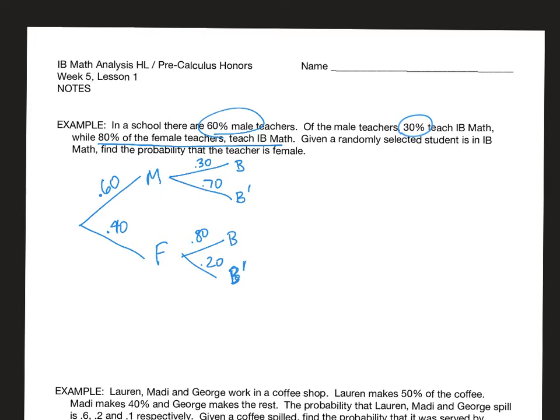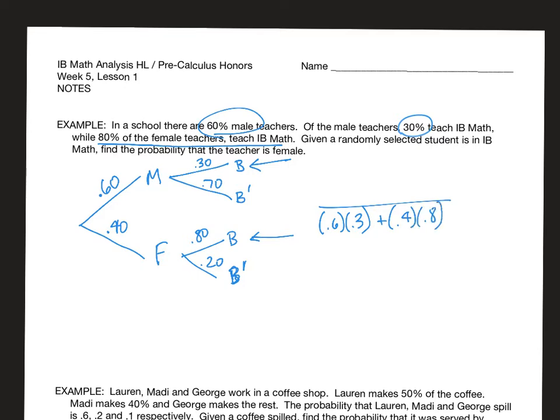Okay, IB math. So there's two different places where you could have IB math. You could have here or here. So that's the denominator. The denominator is going to be both of those branches. So the top branch is 0.6 times 0.3. The bottom branch is 0.4 times 0.8.